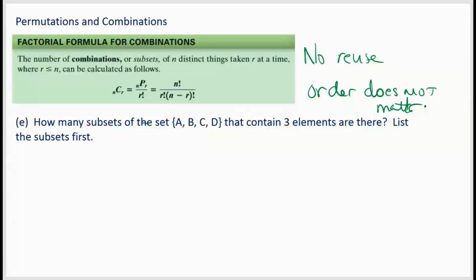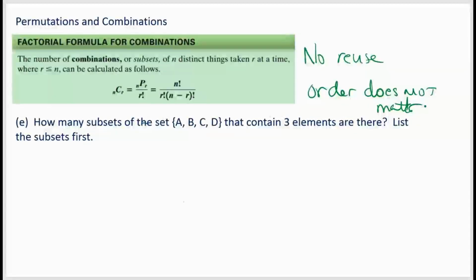All right, so got a problem here for you that doesn't necessarily use this formula right off the bat. The way it asks the question, it just says how many subsets of the set A, B, C, D that contain three elements are there, and they want us to list the subsets first before we find out how many elements there are. There are different ways to list subsets.